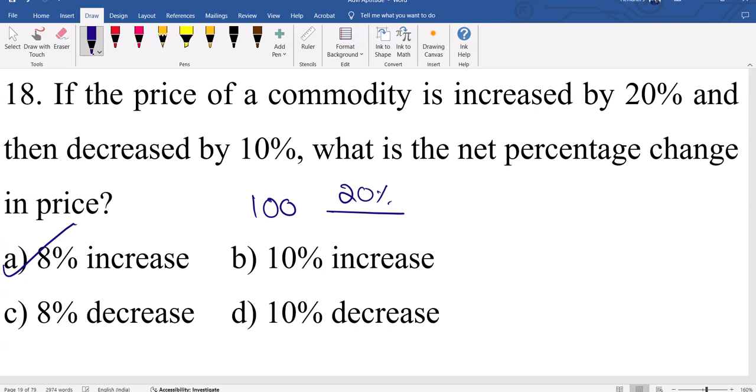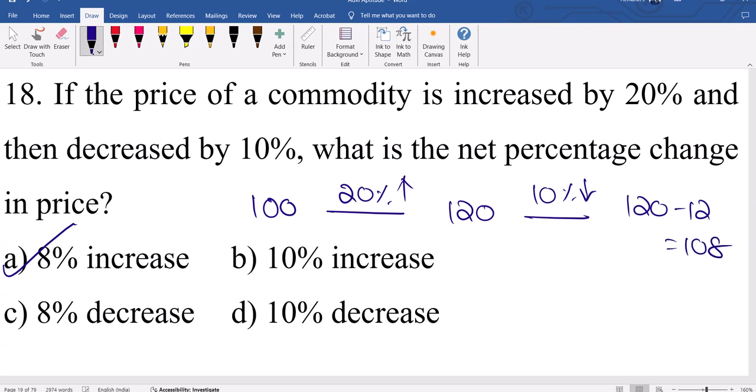So 20% increase, 120. 10% decrease. For 120, 10% means 12 gone. It is 108. 100 becomes 108, which is nothing but 8% increase. Answer 8% increase, not 10%. That's a very basic question, everyone knows. We don't know the price of the commodity, I am considering 100. 20% increase, then 10% decrease, it becomes 108. Compared to original, the value is more, so increase. 8% increase is your answer.